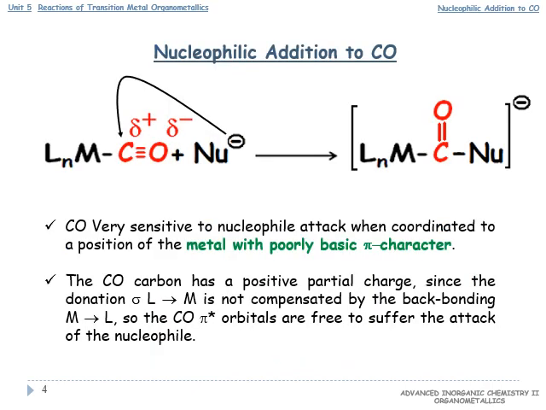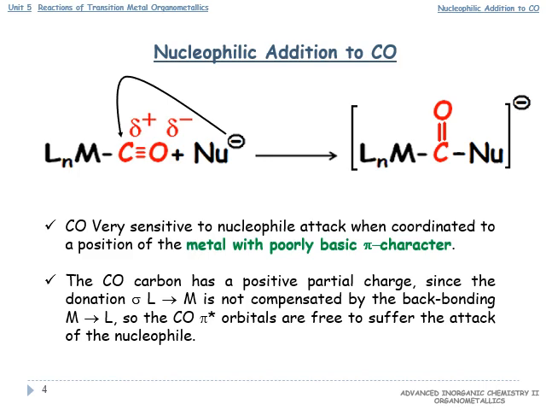The carbonyl ligand is very sensitive to nucleophilic attack when coordinated to metal sites of low pi basicity. On such a site, the carbonyl carbon is positively charged because the carbonyl to metal donation is not compensated by the metal to carbonyl back donation, and the carbonyl pi antibonding orbitals are open to attack by the nucleophile.